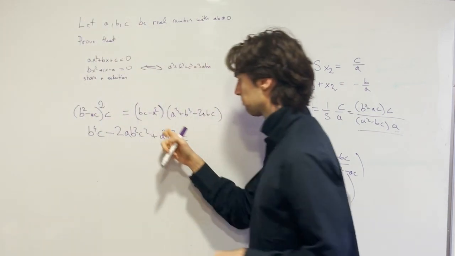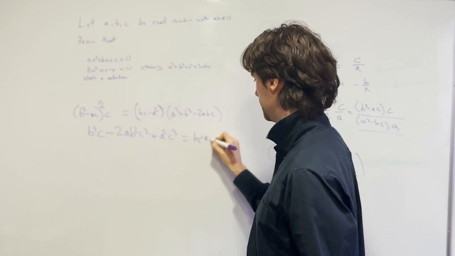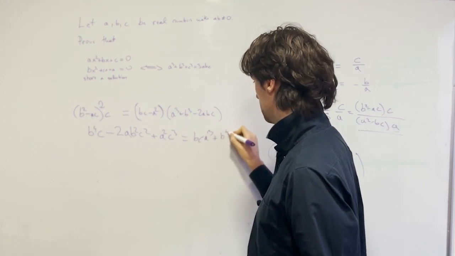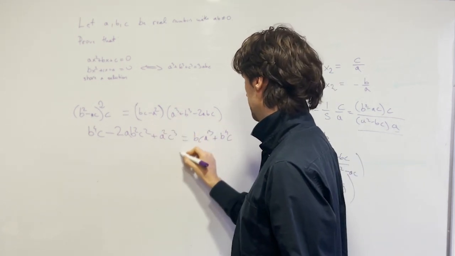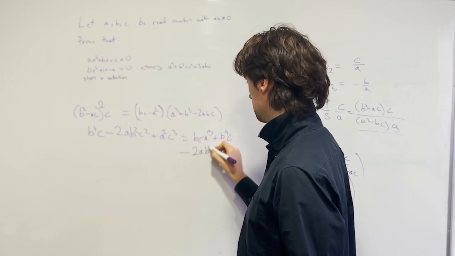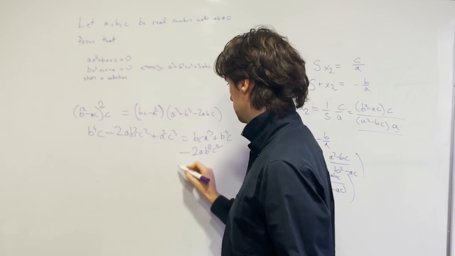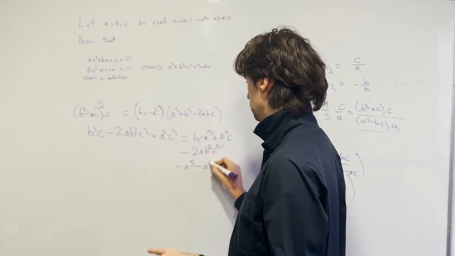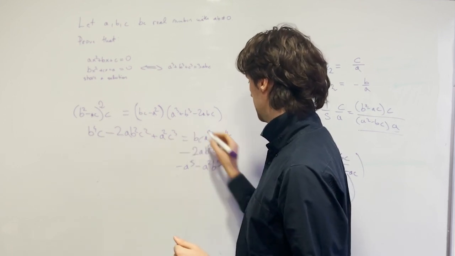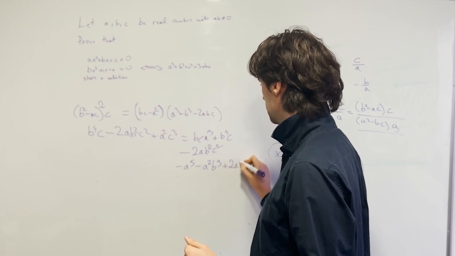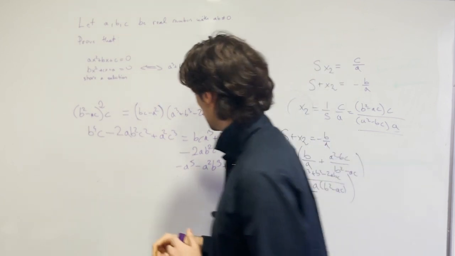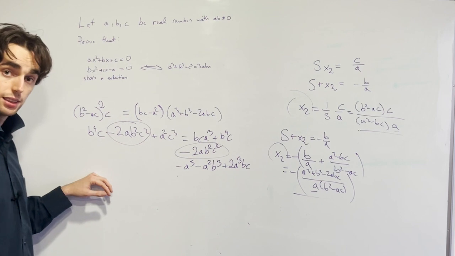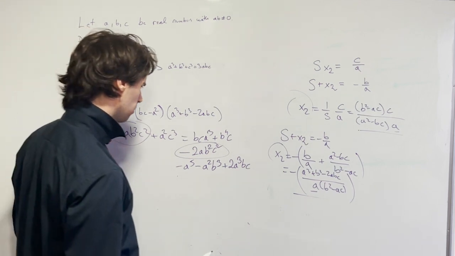And on the other hand, we get bca cubed, and what do we get? We get plus b to the power of 4c, we get minus 2ab squared c squared, then we get minus a to the 5th, we get minus a to the power of 2b cubed, and we get plus 2a cubed bc. And now what happens here? What cancels out? Well, this thing right here cancels out with this thing right here, b to the power of 4c.